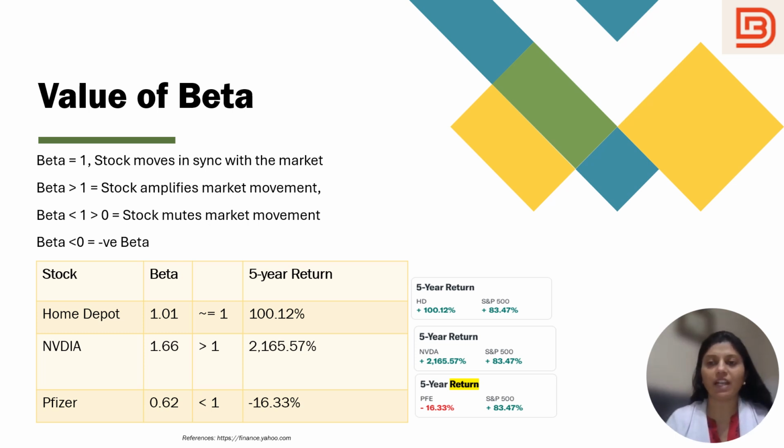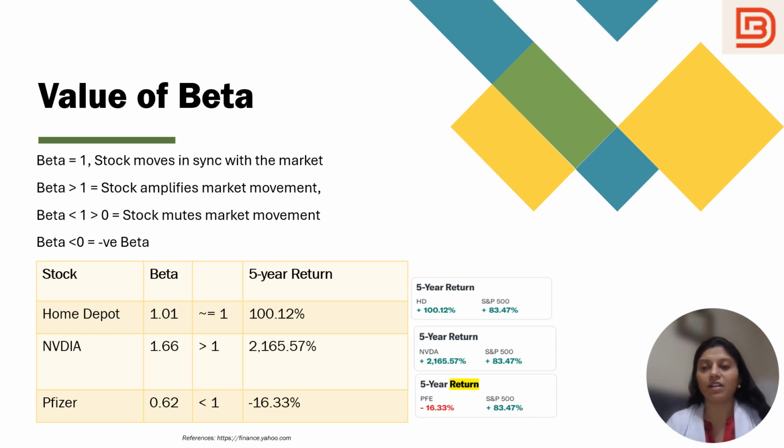Let's take a look at values of beta and what they mean. Beta equal to 1 indicates that the stock moves in sync with the market. For example, consider a Home Depot stock. Its beta is 1.01, which is slightly greater than 1. If the market goes up by 10%, the stock will be up by 10.1%, which is almost the same as 10%. So here we are considering its beta as almost equal to 1.